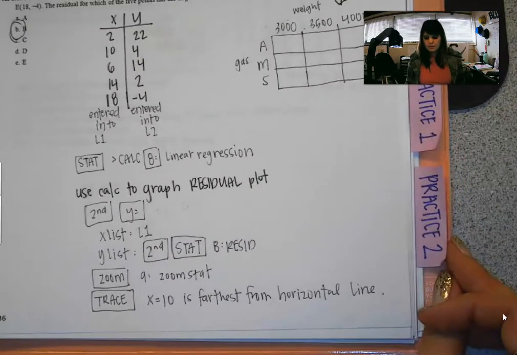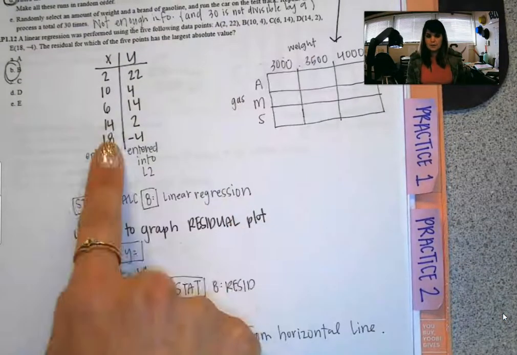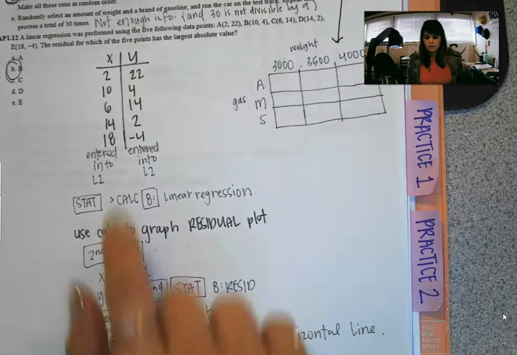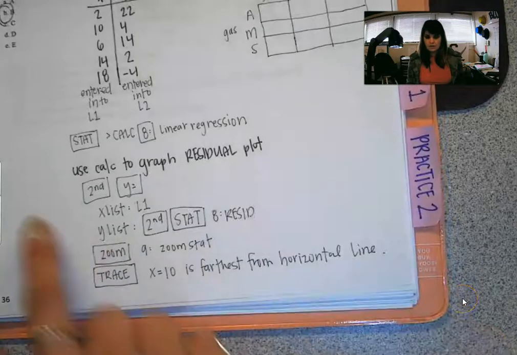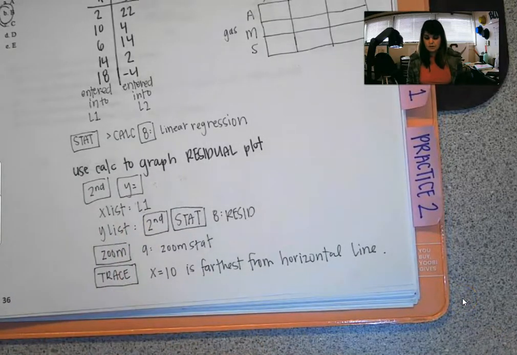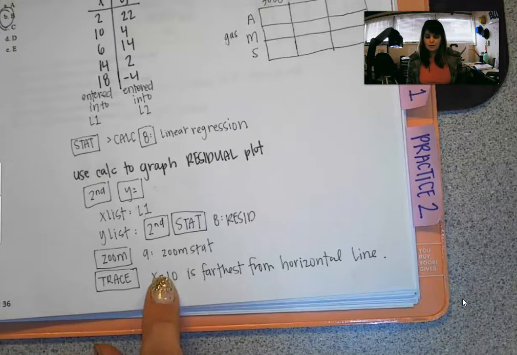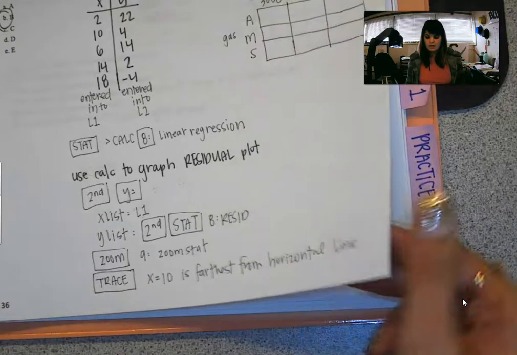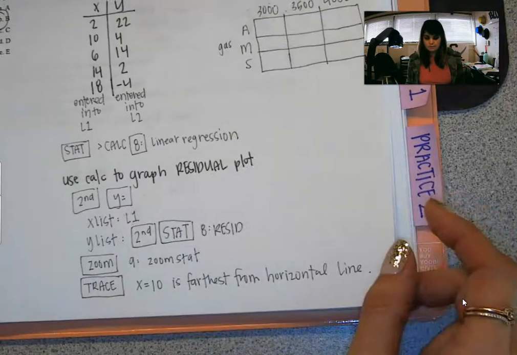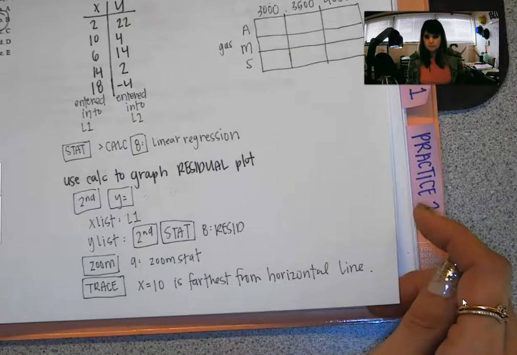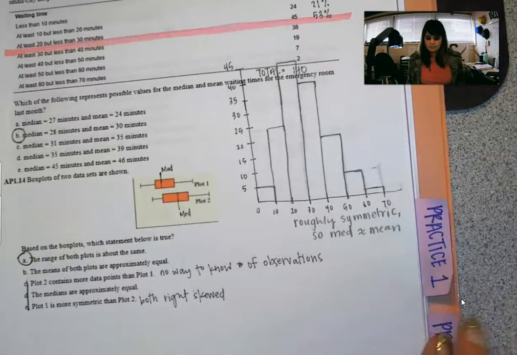So I actually made the residual plot for number 12, 1.12. I took these points and split them between the x and y, entered them into my calculator, and then basically did all the steps here and found that when x is 10, that's the point that's farthest away in the residual plot. 37.